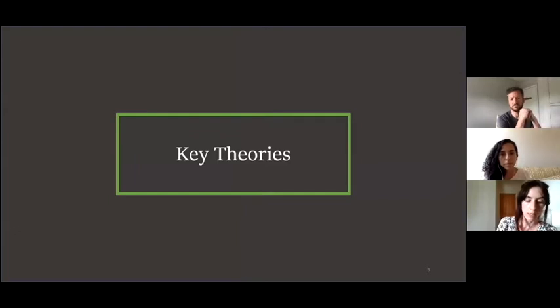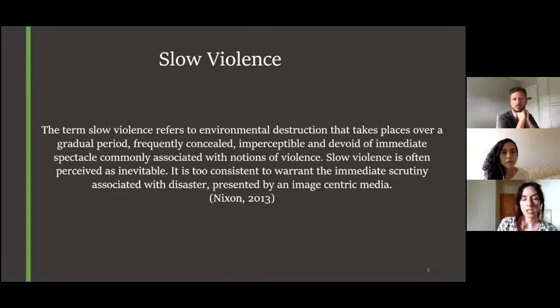So the framework will be informed by the theory of slow violence as outlined by Rob Nixon in Slow Violence and Environmentalism of the Poor. The term slow violence refers to the environmental destruction that takes place over a gradual period, concealed, imperceptible, and devoid of immediate spectacle, commonly associated with notions of violence. Slow violence is often perceived as inevitable. It is too consistent to warrant the immediate scrutiny associated with disaster, presented by an image-centric media.